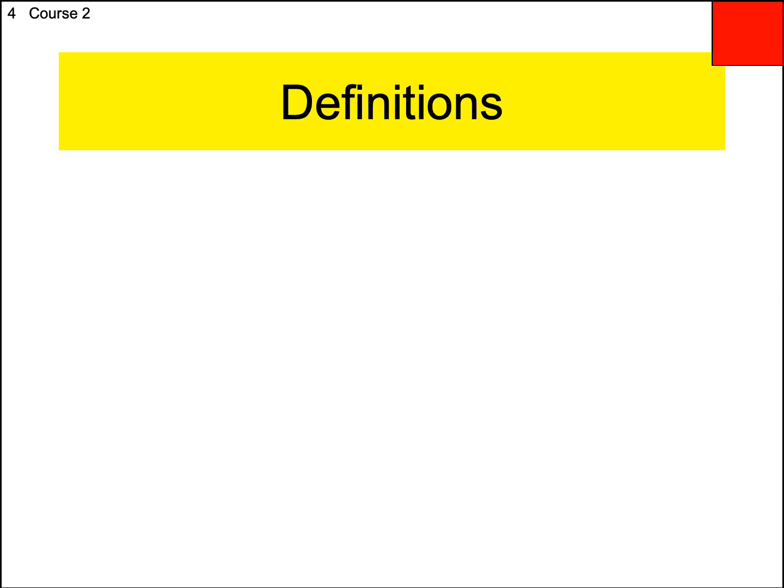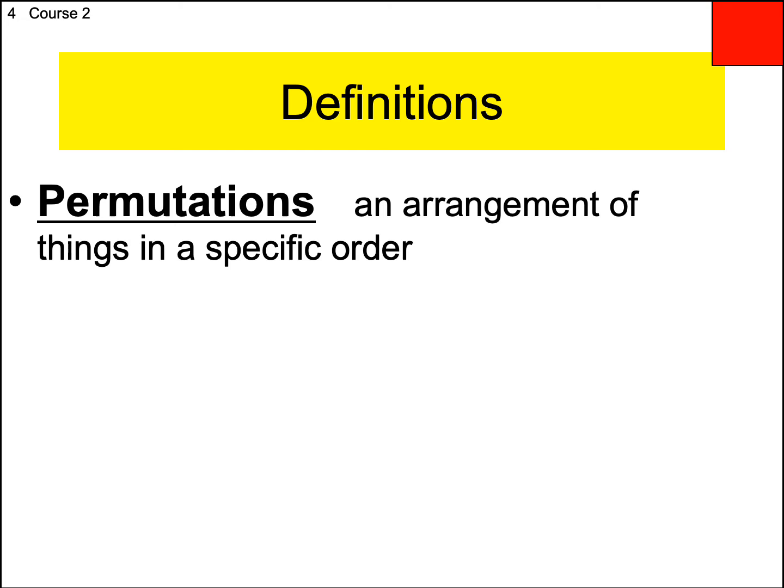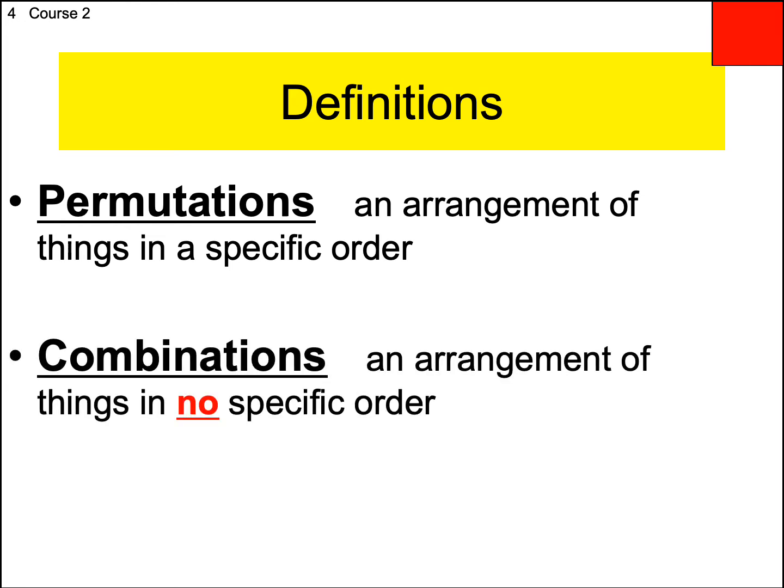Okay, so I need you to write this down. It's called permutations. A permutation is an arrangement of things. That means you literally have some things that you will arrange, and their arrangement must be in a specific order. That means there's a first item, a second item, a third item, and so forth. And their order matters. The second definition is called a combination. A combination is still an arrangement, but there is no order. That means there's not a first thing or a second thing. There are just things. The order does not matter.